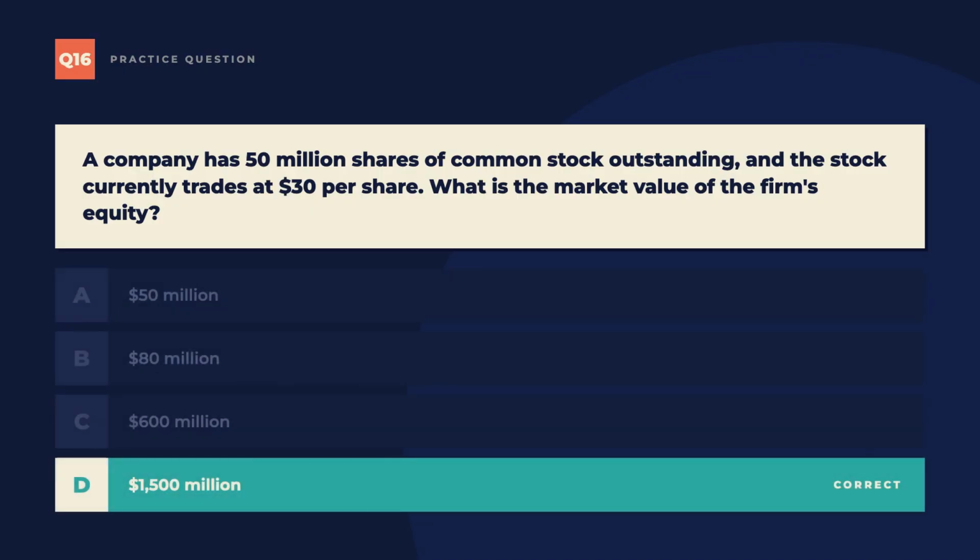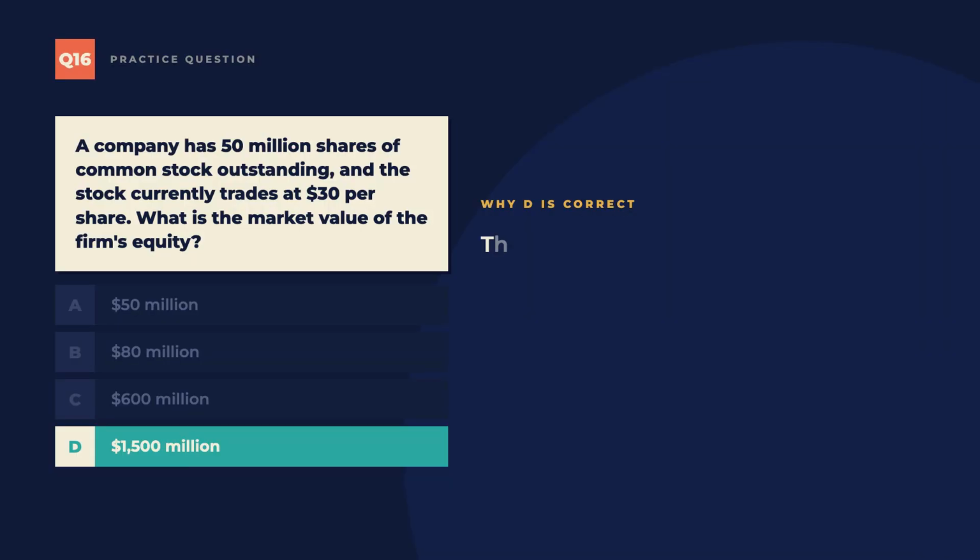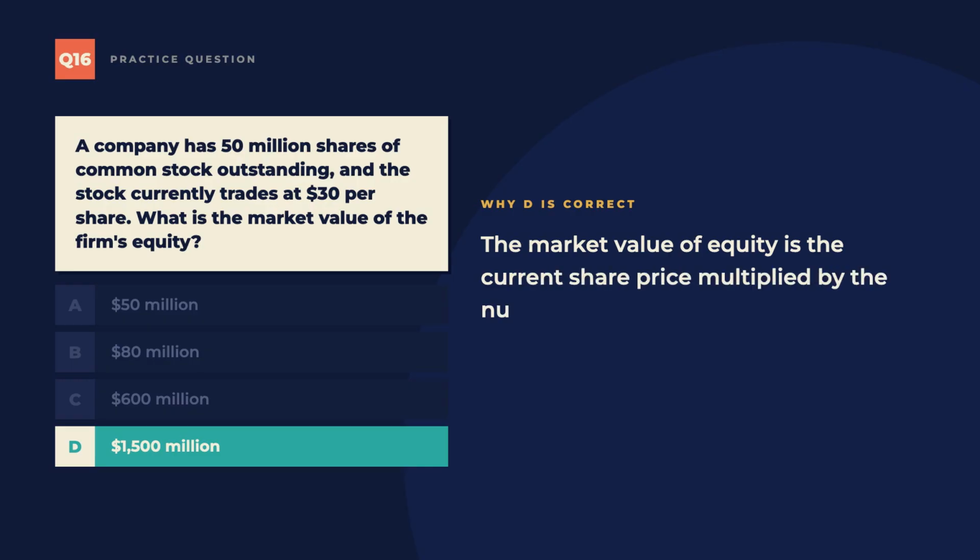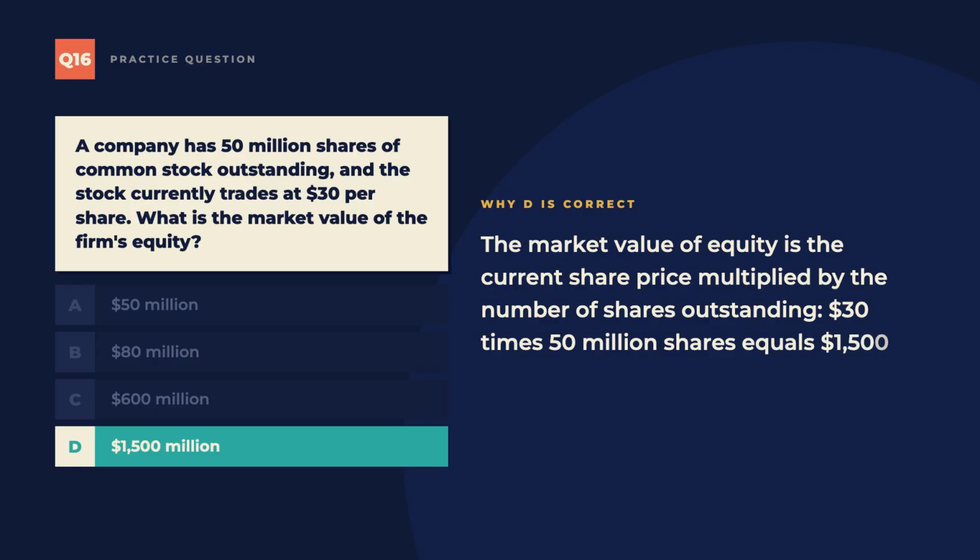The correct answer is D. $500 million. D is correct because the market value of equity is the current share price multiplied by the number of shares outstanding. $30 times 50 million shares equals $1,500 million. That is what it would cost to buy out every shareholder at today's price.